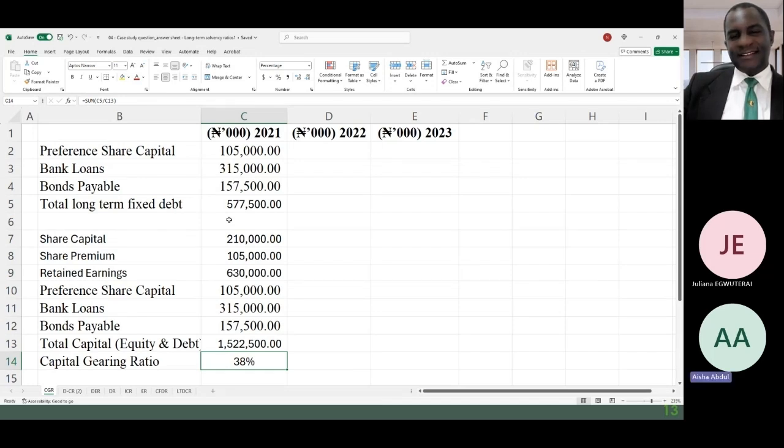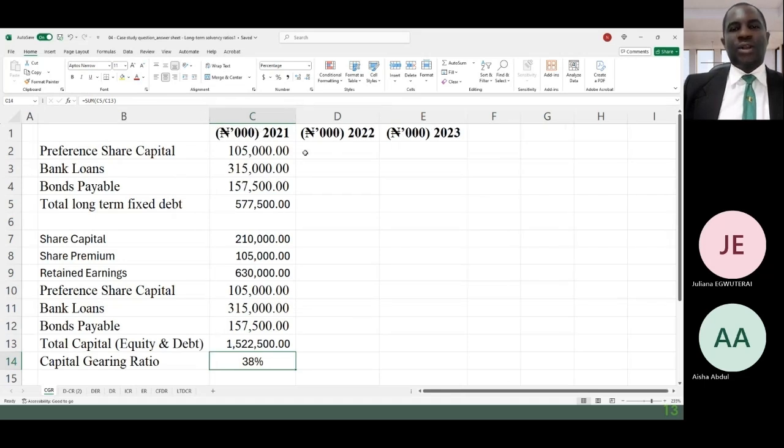Do you guys agree? Lowly geared, yes. Good. So anything above 50, 60, 70, like we saw in the last mock exam, you saw 90%, that one is highly geared. So anything above 70, 80% is highly geared. So 50 downwards, I agree, is lowly geared. So it's good we understand this from this perspective.